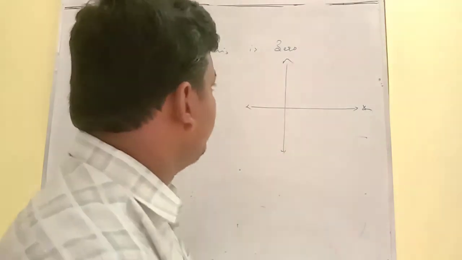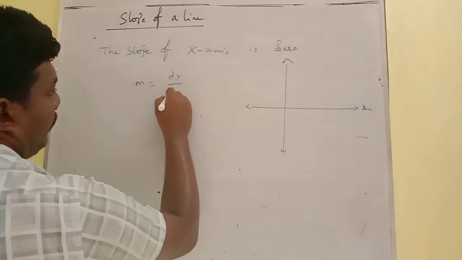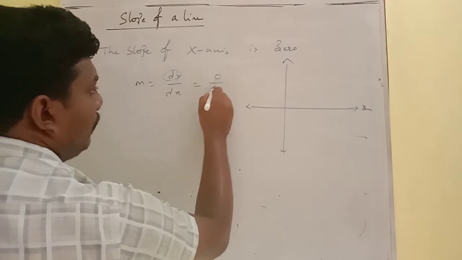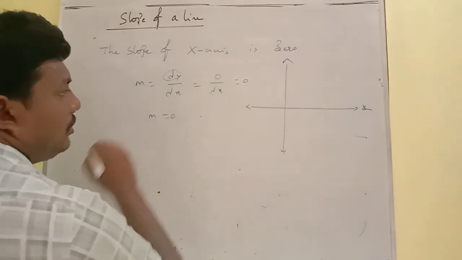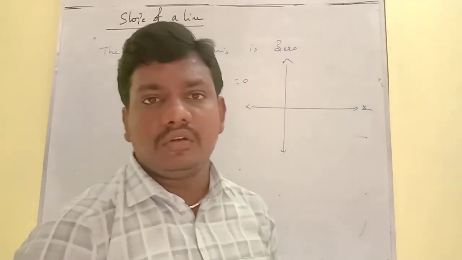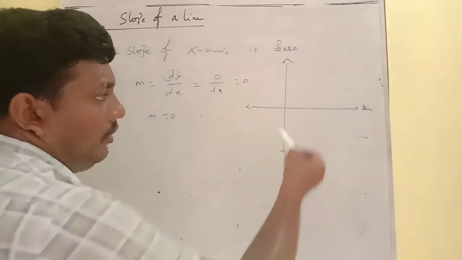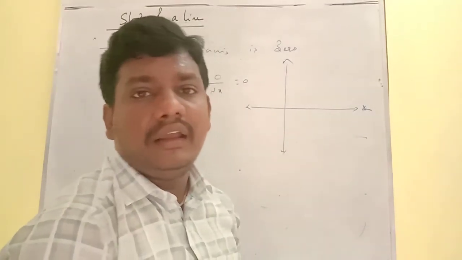That's why the change of y is 0. So m equals dy by dx, and the change of y is 0, so 0 by dx, and the slope equals 0. There is no change in y on the x-axis, because y equals 0 on the x-axis.